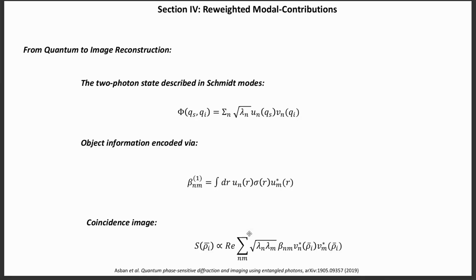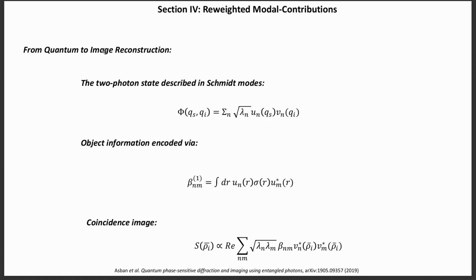In section 4, my other group members have presented the remaining sections before this one. In those, they would have talked about how the quantum entangled source is being generated and how these Schmidt numbers and modes are being calculated. I will not go into too much detail on those. I will just start from section 4, where the reweighted model contributions are described, and I will go through what they are doing.